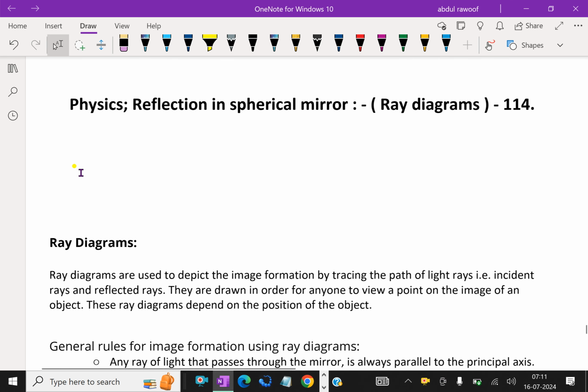Welcome to aminacademy.com. In physics, let us discuss reflection in spherical mirrors. In that, we will discuss in detail ray diagrams and how to draw a ray diagram.